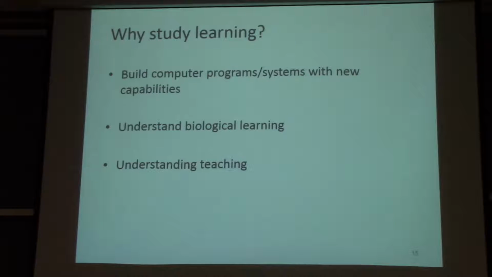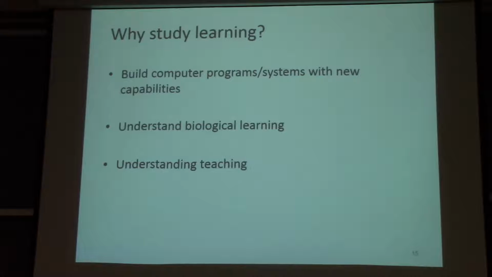Another way of motivating the study of learning is that it lets us understand biological learning. This is kind of a hacky claim, because we have no idea what's going on in our brains. But maybe understanding mathematically what learning is would let us say, I don't know what's going on in the brain when biological learning happens, but at least these things are not happening.